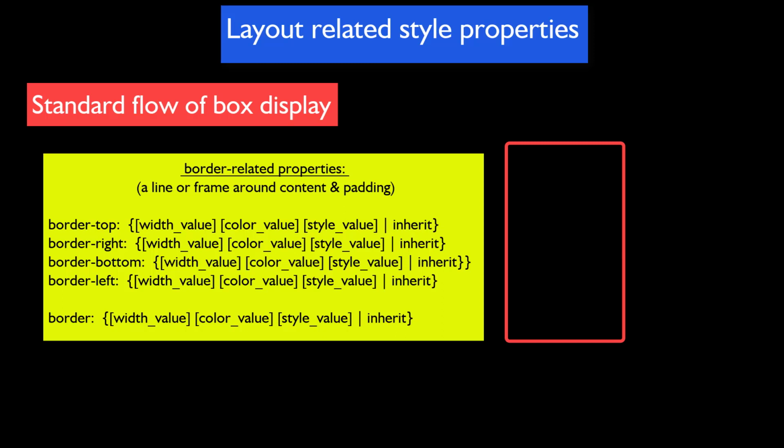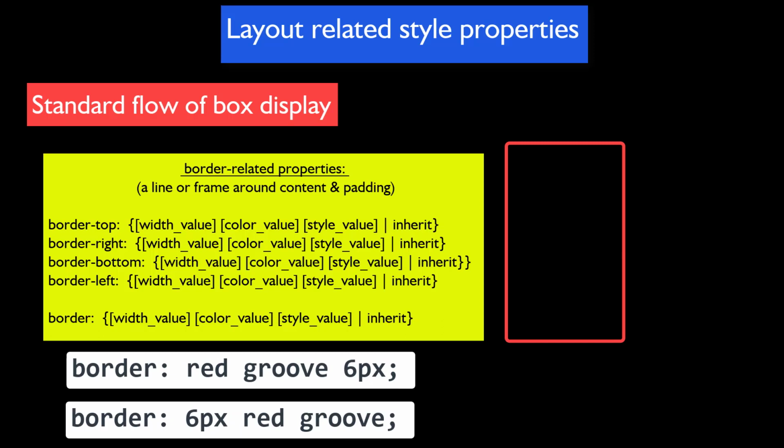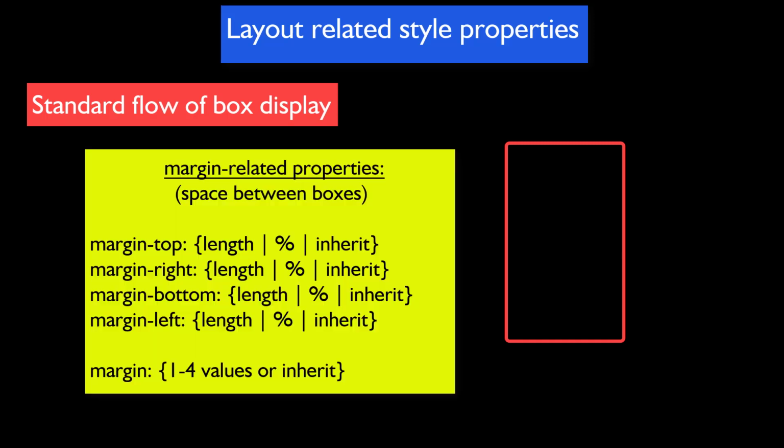Unlike the other border properties, you cannot use this abbreviated form to specify different values for each side. For example, border red groove 6 pixels is the same as border 6 pixels red groove. Any omitted values inherit from the context. This sets these values for all 4 edges of the border. This is how I usually code border info.